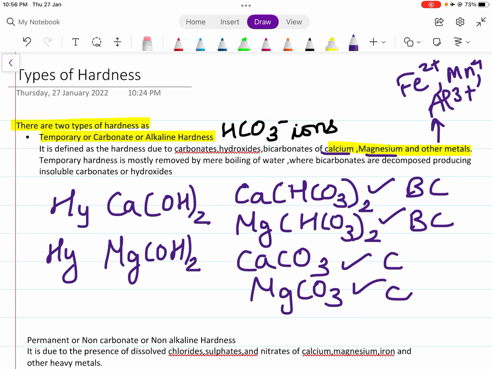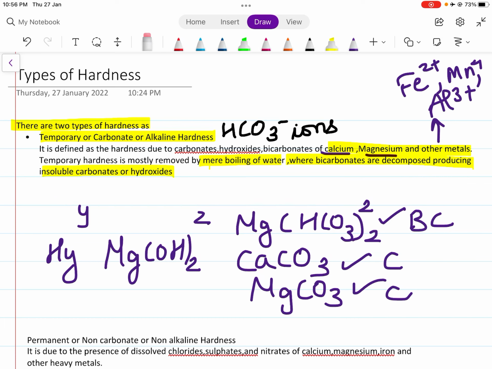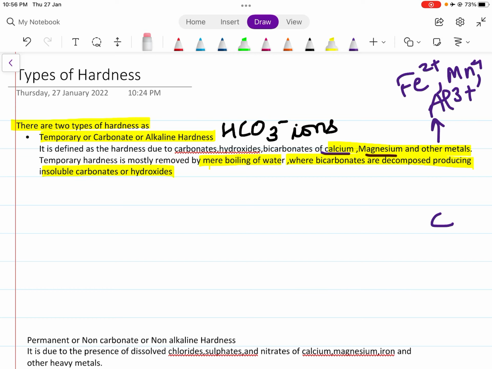Temporary hardness is mostly removed by mere boiling. You just have to boil the water and temporary hardness will be eventually removed, where bicarbonates are decomposed producing insoluble carbonates or hydroxides. So what do the bicarbonates form? The bicarbonates form either the carbonates or the hydroxides.